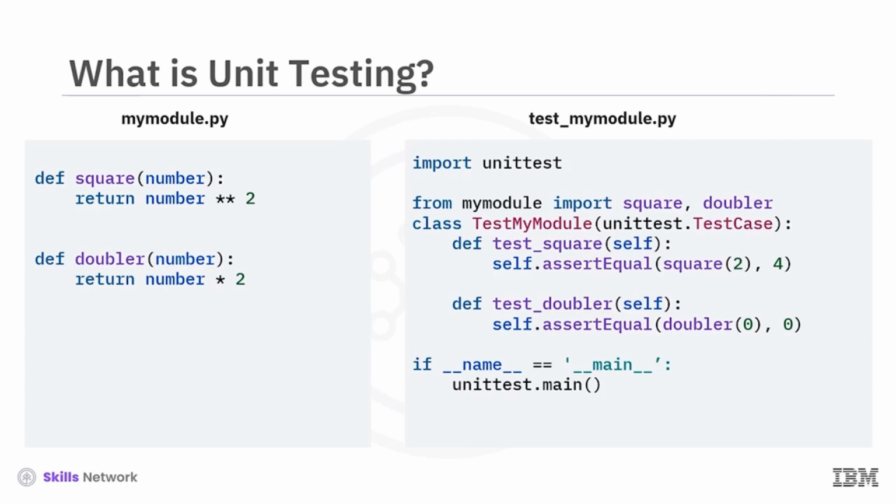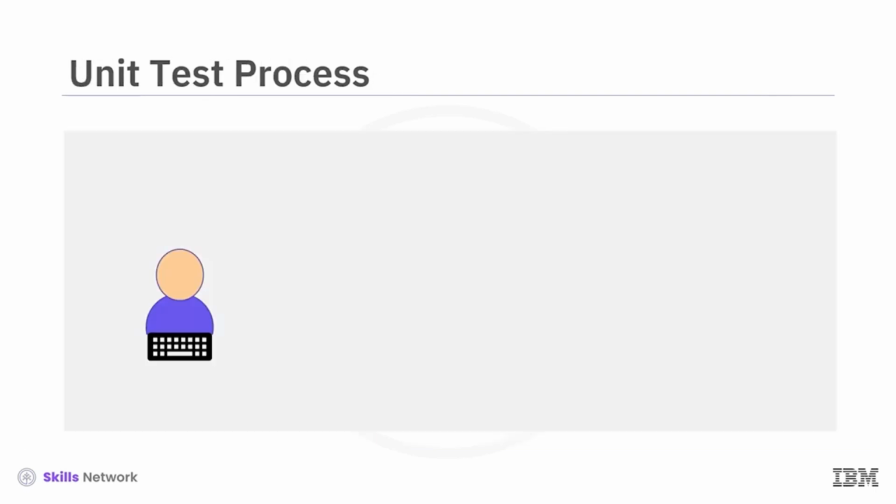Here is an example of a unit, which has 2 functions, square and doubler, in the mymodule.py file. The square function is written as def square(number), return number raised to the power of 2. Similarly, the code for the doubler function is written as def doubler(number), return number multiplied by 2. To develop unit tests, you will use the unittest library, which is an installed Python module providing a framework containing test functionality. Let's briefly review the end-to-end testing process from unit testing through publishing to the production codebase.